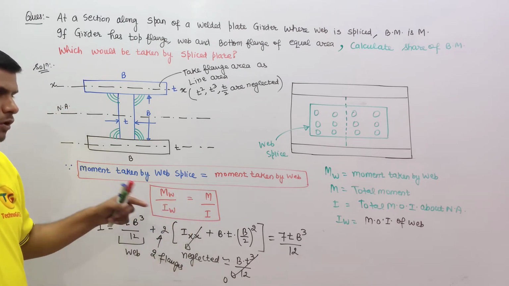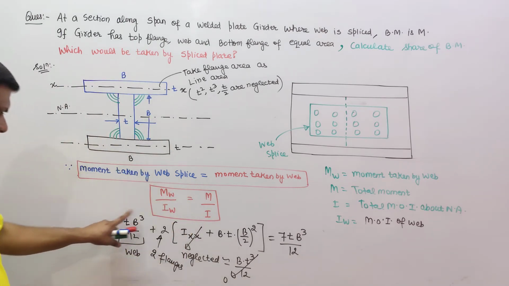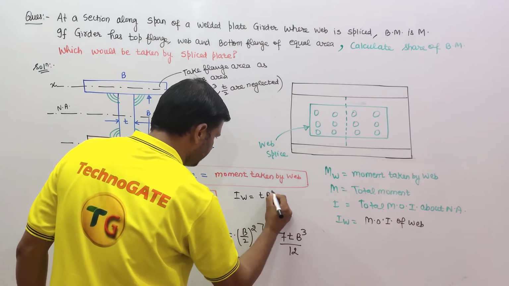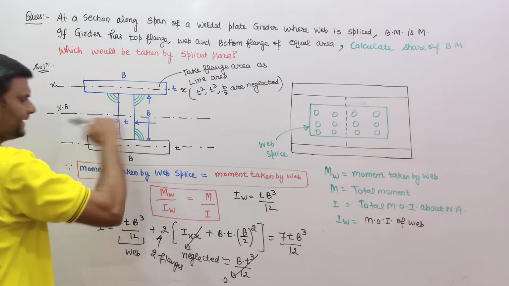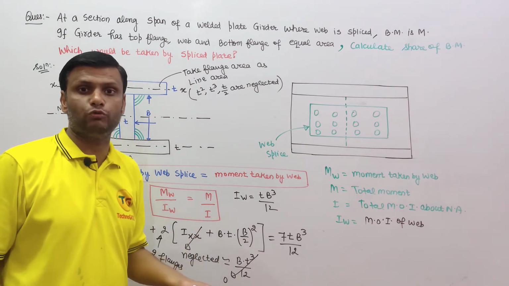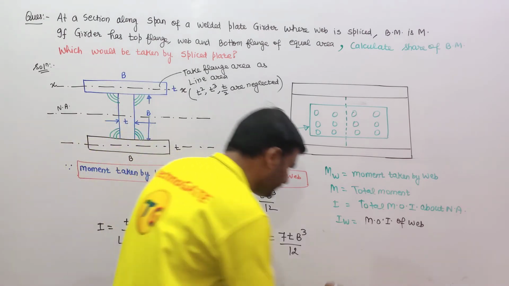Now I W, the moment of inertia of only the web, that is t b cube by 12. I W is only t b cube by 12. M W we have to calculate. We can calculate. Okay, let's calculate.